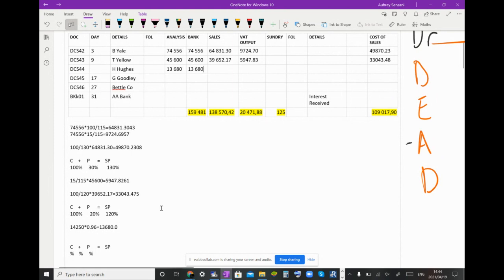13,680. Okay, then the sales. We know that the sales has to be exclusive of that. So again, see, the good part about this is once you know what you're doing, it's all just repetition. Okay, so then we say 100 divided by 115. Okay, and there we get the amount that is exclusive of that. Okay, then again, we now need the VAT amount. How do we get the VAT amount? Somebody give me the VAT amount and tell me how you calculated it.